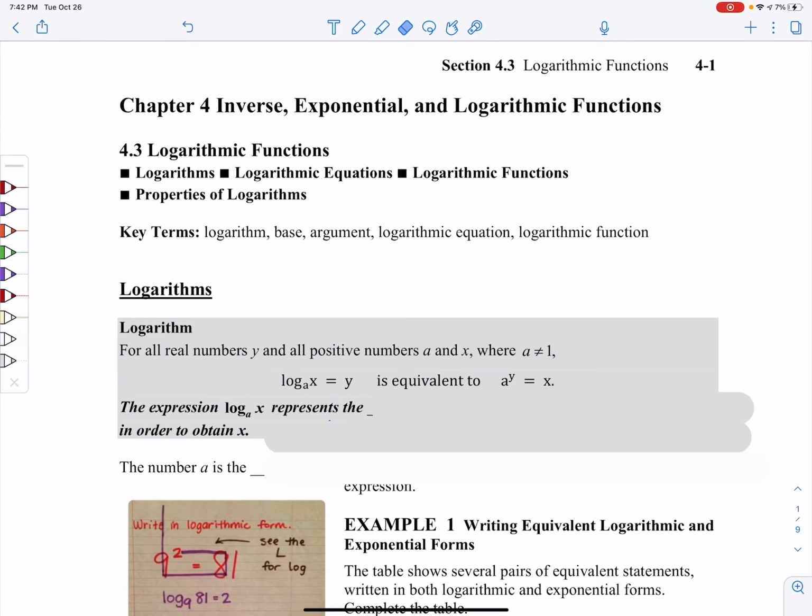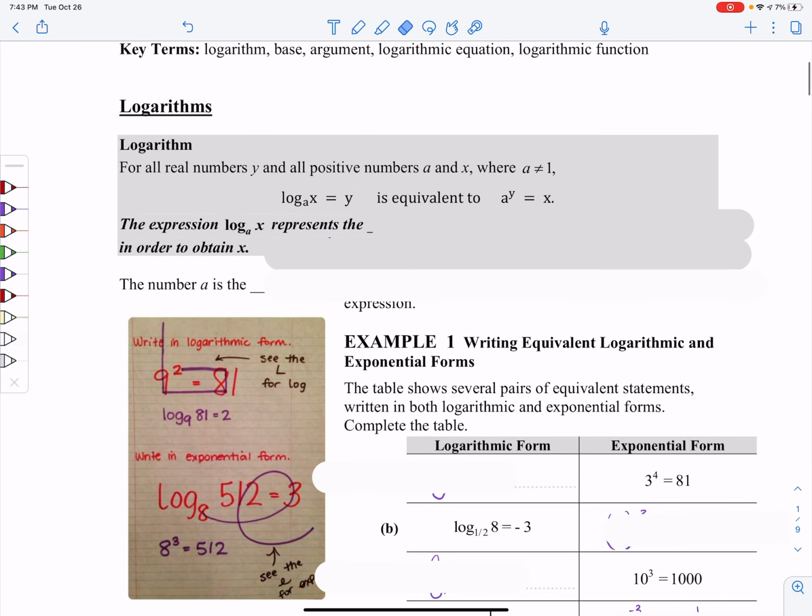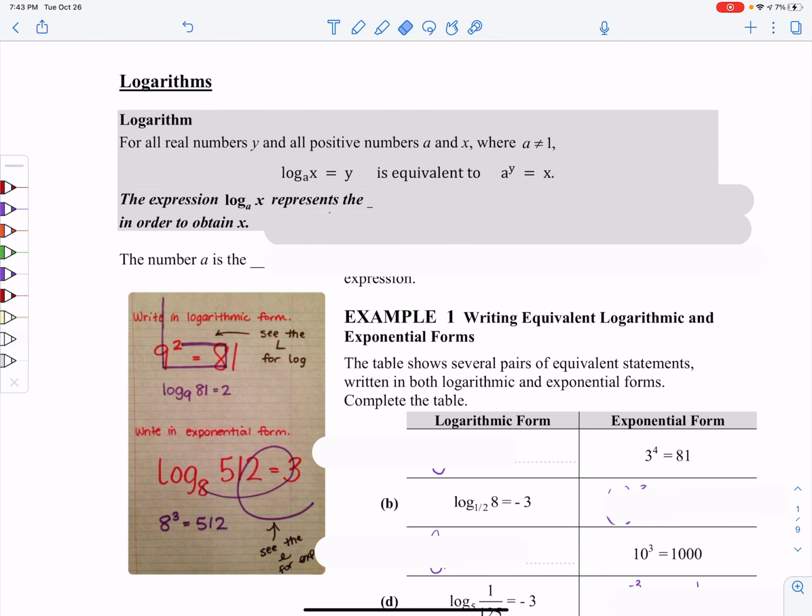Right, this is going to be section 4.3, an introduction to logarithms. The intent is to split this particular section into 3 videos. This is the first of the 3 videos. Let's first of all take a look at what a logarithm is.